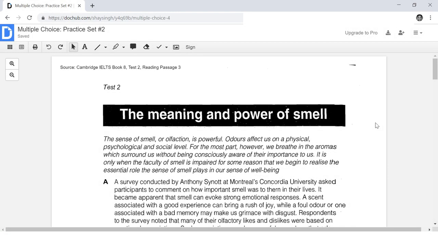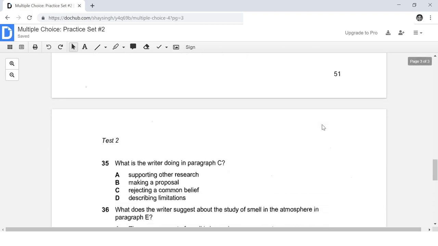Now let's answer our practice set number 2 for the multiple choice question type. This example comes from the Cambridge IELTS book number 8, test number 2, and this time we're going over reading passage number 3. Let's read the title of this article just so we have a better understanding of what this reading passage is going to be about. So it's going to be about the meaning and power of smell. Great. Now let's go down to our questions.